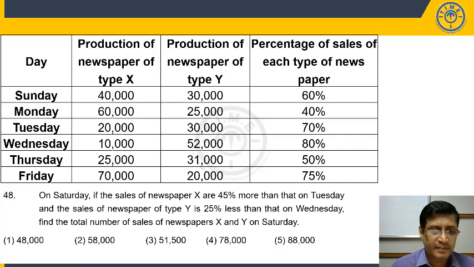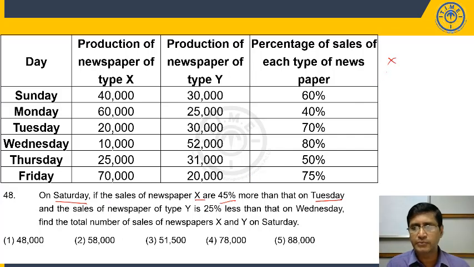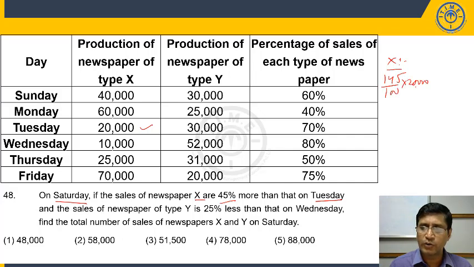On Saturday, the sales of the newspaper X are 45% more than that on Tuesday. Okay, Saturday. X value is how much? 45% more than that of Tuesday. So what is the Tuesday value? Tuesday value is 20,000. So the value of X is 45% more, means 145% of 20,000.